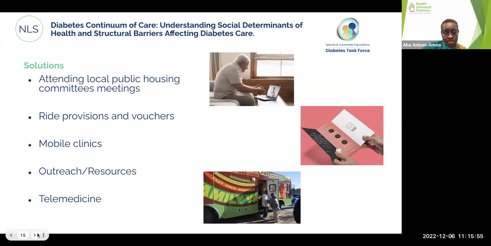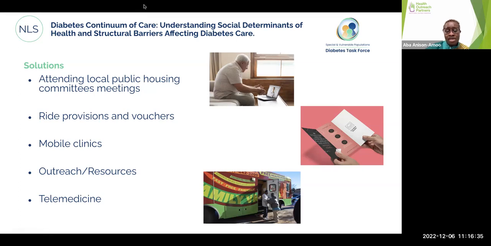And here are some solutions that have shown to help bridge the gap between diabetes care and the social determinants of health. Health centers should attend committee meetings in communities that they serve to assist in the implementation of road and transportation systems. Incentives like vouchers and the provision of rides by partnering with local community organizations will help curb some of these missed appointments. Hosting of mobile clinics in local areas where transportation may seem difficult to the patient.